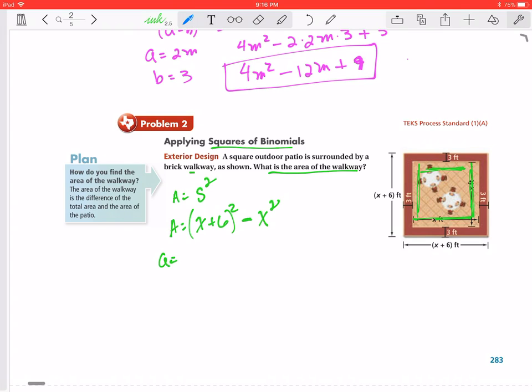My a is going to be x, and my b is going to be 6. So now I'm going to plug those into my formula. I have a squared plus 2ab plus b squared. So my a value is x squared plus 2 times x times 6. I'm putting times in there, plus b squared, which is going to be 6 squared. And minus, I can't forget my x squared.